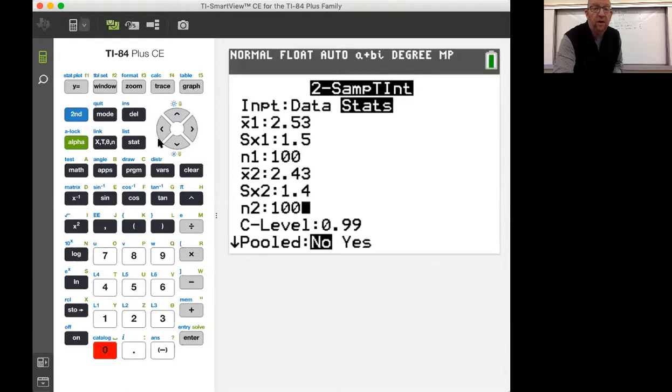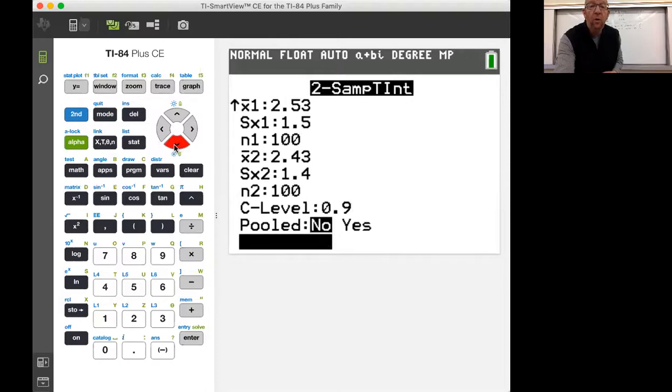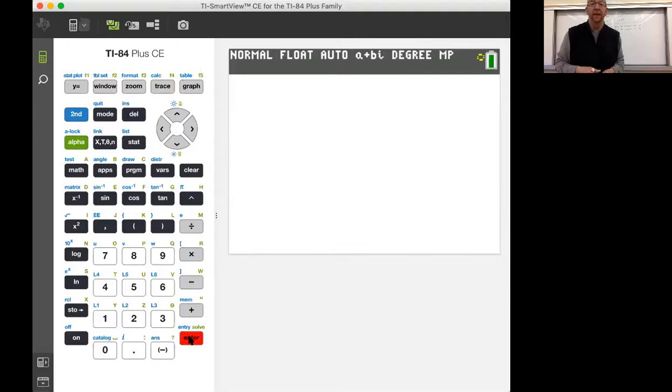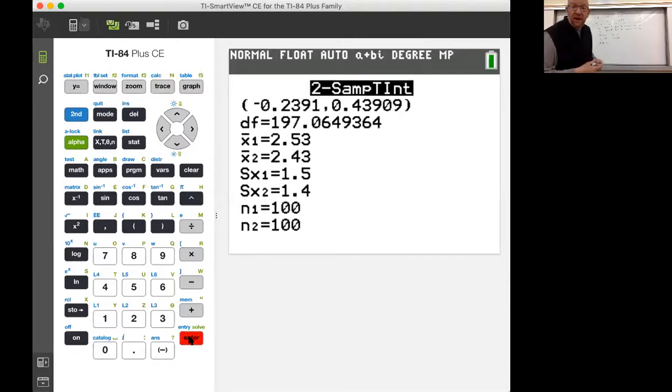Now, those look very similar, but what the calculations allow us to do is to figure out how similar they are. Pooled data, no. We'll go ahead and calculate the 90% level. When we do this, we can see our information corresponds, and we go from negative 0.24, we'll round to the nearest hundredth today, to 0.44.